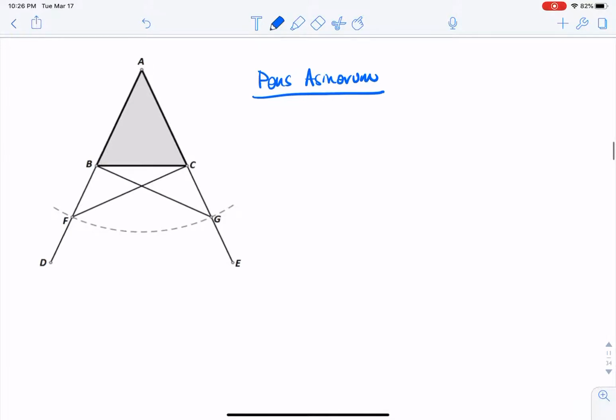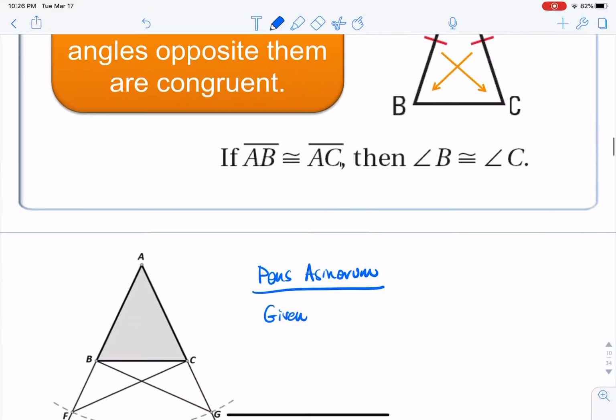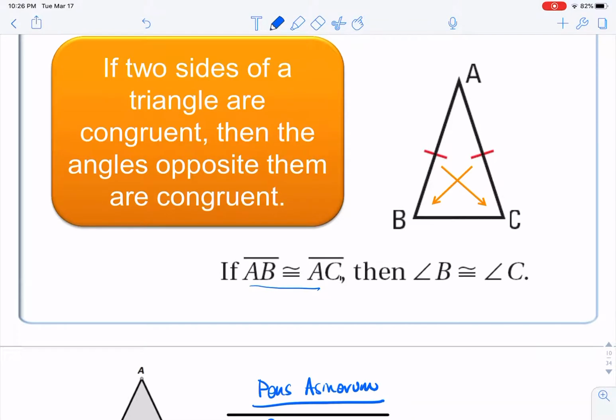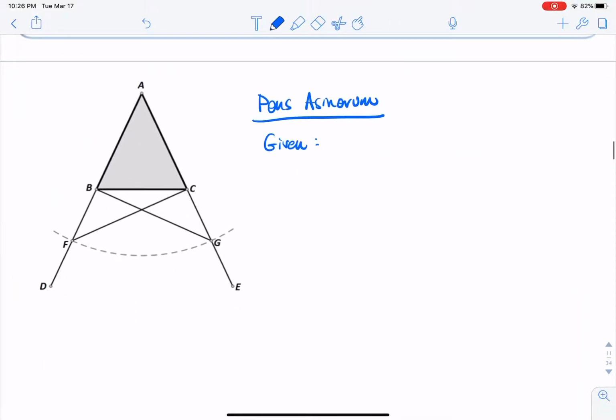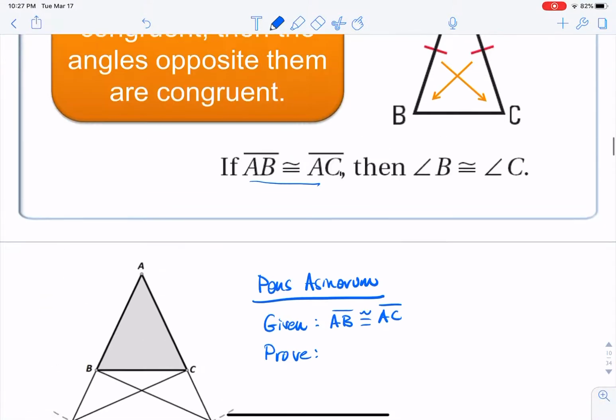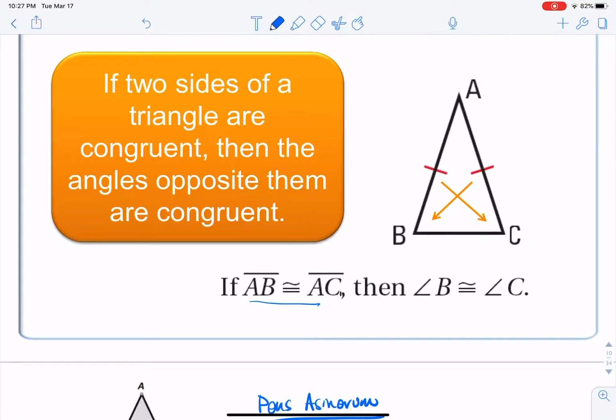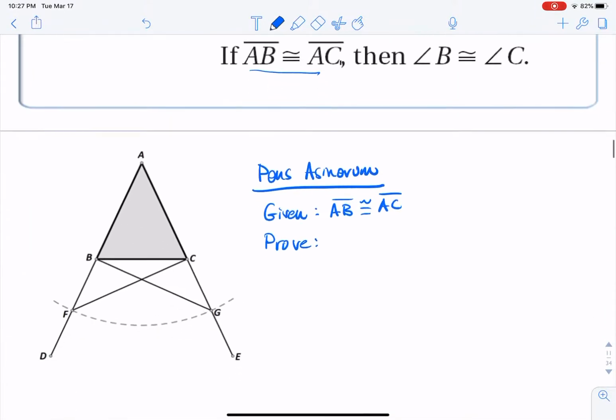The way that we're going to do it is, as you can see in this picture, we have to add something to it. So here, let me just first explain some given and prove information. We would be given, just like we see right up here, the if part of the statement, that AB is congruent to AC. And that's it. And then we're trying to prove that the two base angles are congruent. These two base angles were obviously just B and C, but there wasn't anything additional added to the picture.